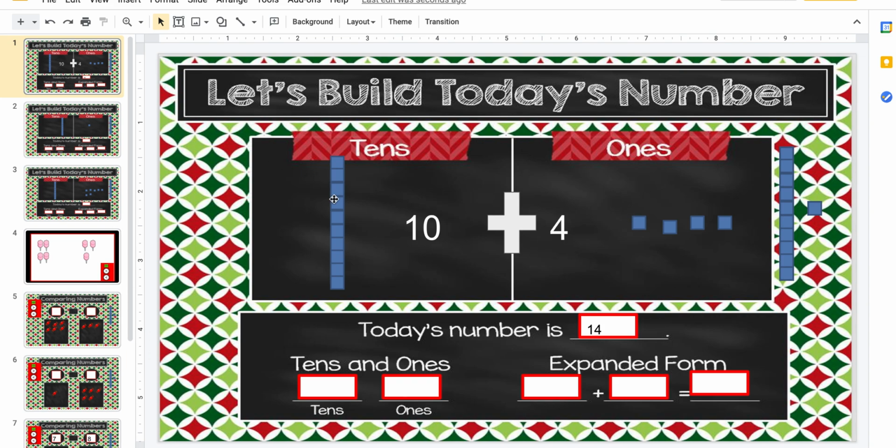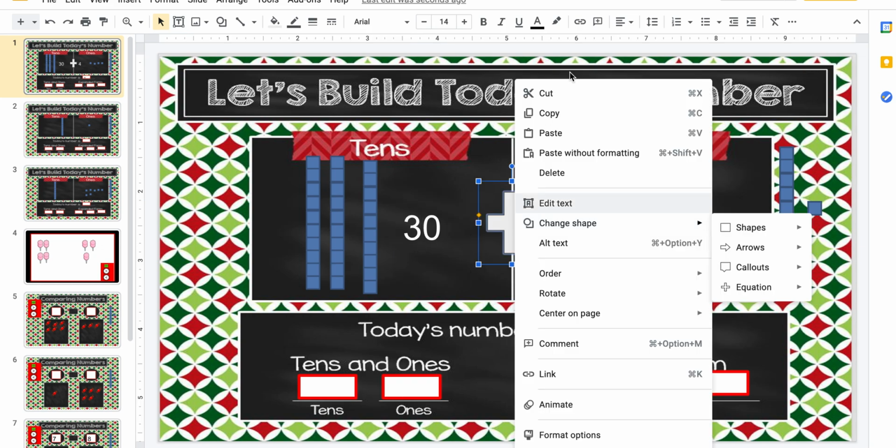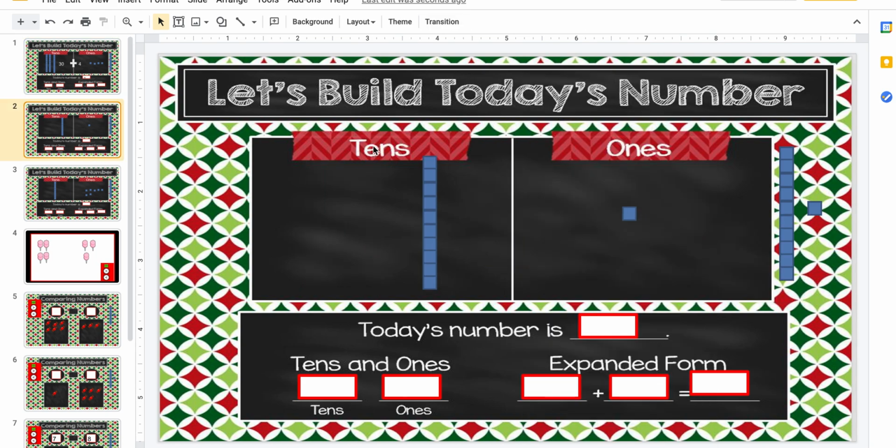And it wouldn't matter if there were 3 sticks over here, like this. So how many all together on this side? Not 3, but 30. So then it would be 30 over here plus 4 over here. So our expanded form would be 30 plus 4. Does that make sense? All right, let's go to our next one.